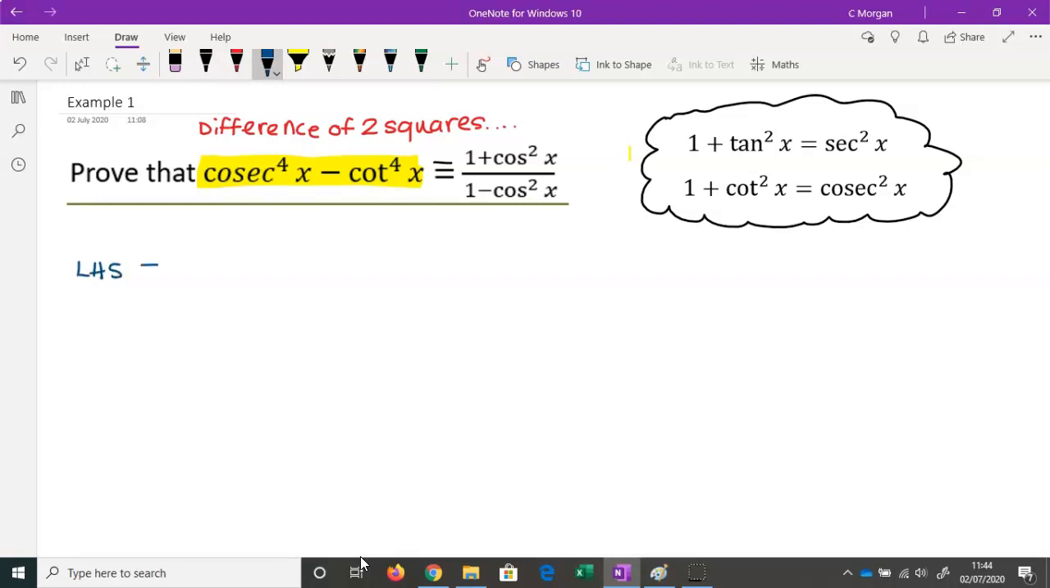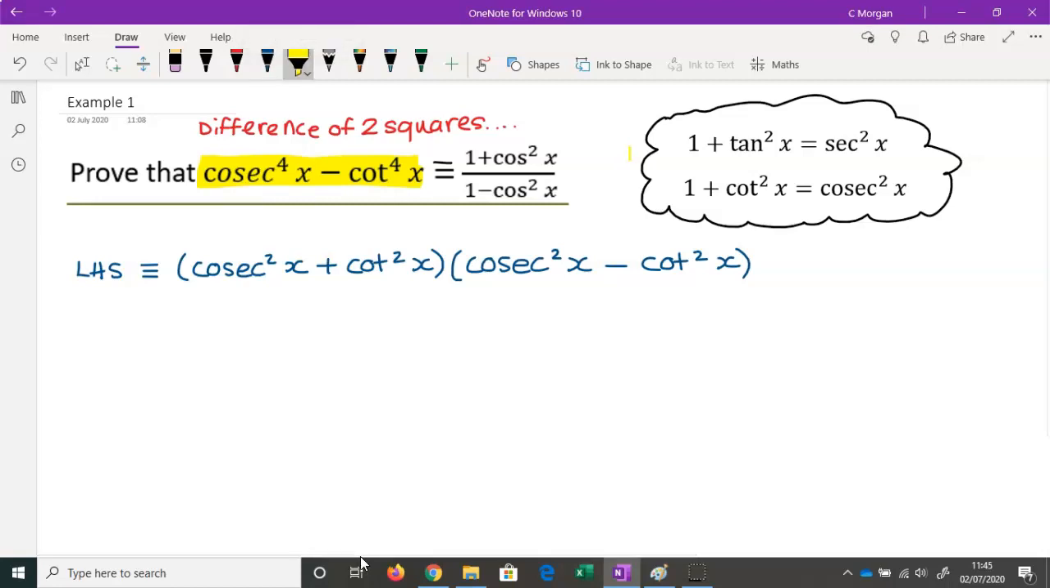So I'm going to rewrite my left-hand side as cosec squared x add cot squared x multiplied by cosec squared x subtract cot squared x. Now, by doing that, it doesn't look simpler. In fact, it looks more complicated. But there's something that we should be able to do.